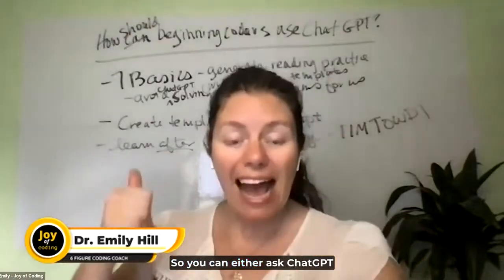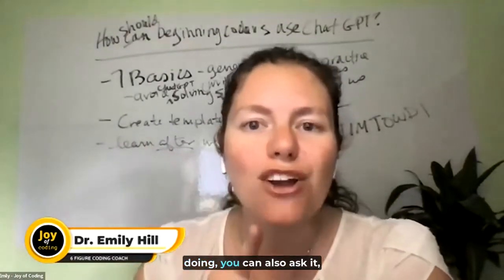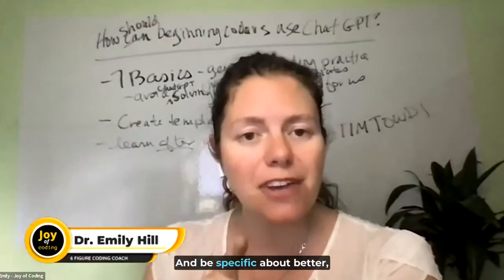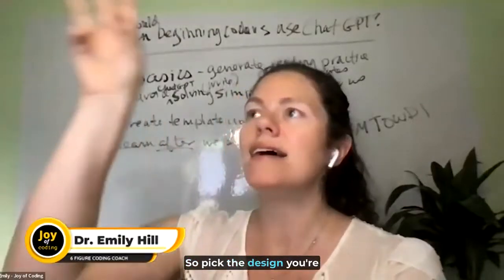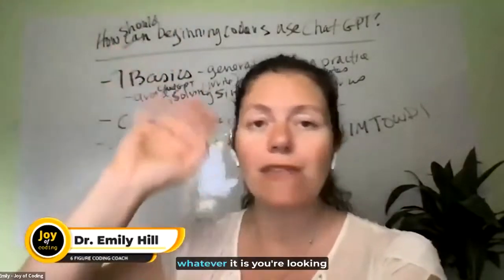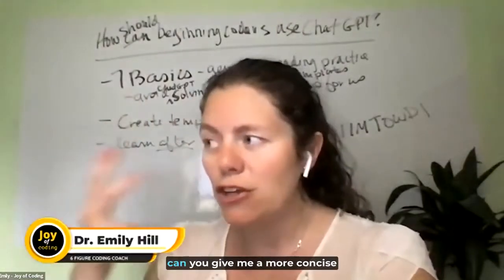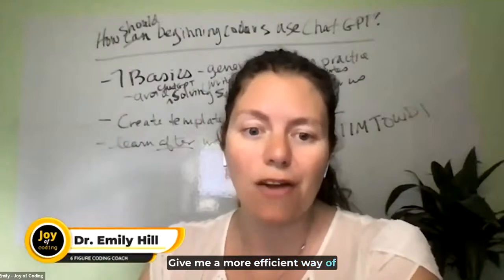So you can either ask ChatGPT to tell you what this code is doing. You can also ask it, is there a better way of doing it? And be specific about better: more efficient, more concise, right? So pick the design you're going for, DRYer, right? Whatever it is you're looking for, put that into ChatGPT. Like, okay, can you give me a more concise way of writing this code? Give me a more efficient way of writing this code.